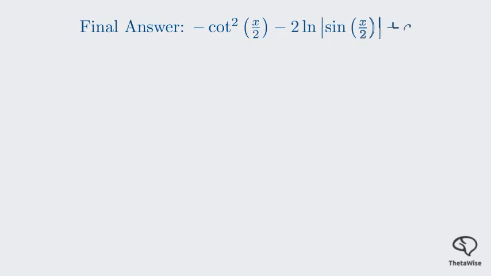Combining our results, the final answer is negative cotangent squared of x over 2 minus 2 times the natural logarithm of the absolute value of sine of x over 2 plus c. Verified using memo.